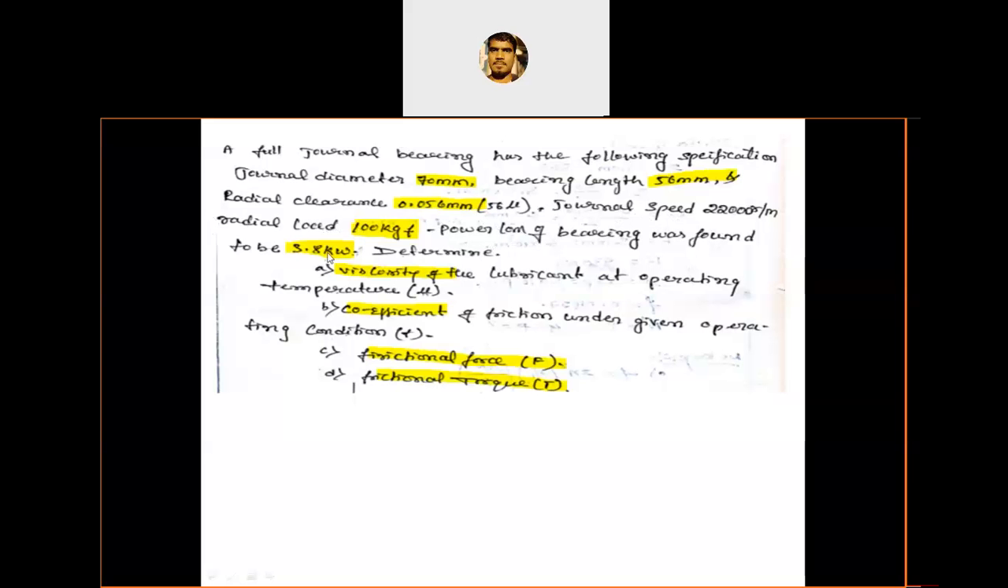Here they have given the power loss. By using power loss, we have to find out the other unknown quantities, like viscosity mu. Next, coefficient of friction we have to find out, and frictional force as well as torque.